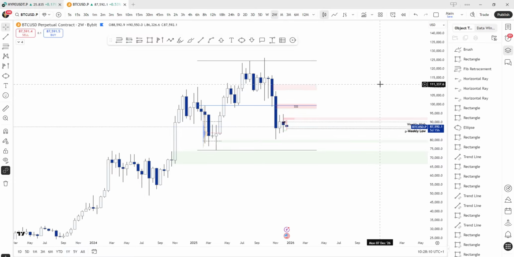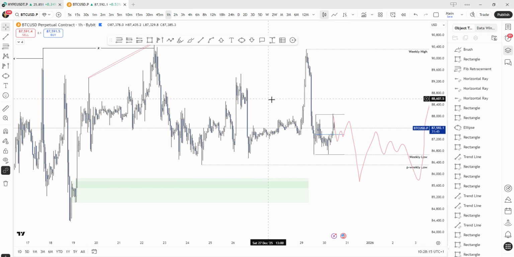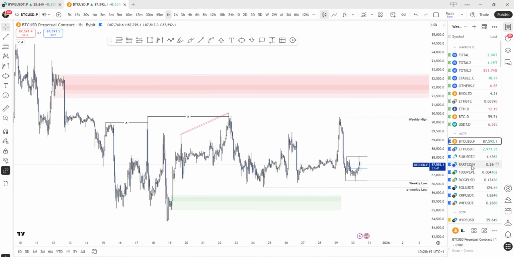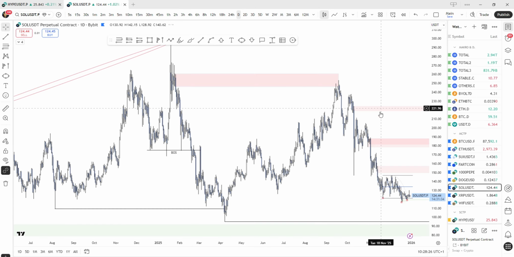So yeah, this was a trade on Bitcoin, 0.25 loss. It's part of the game. It doesn't matter. And then we have Sol here, Solana.